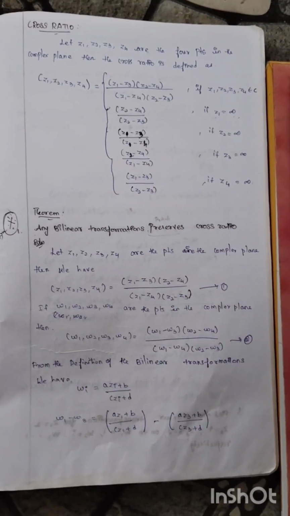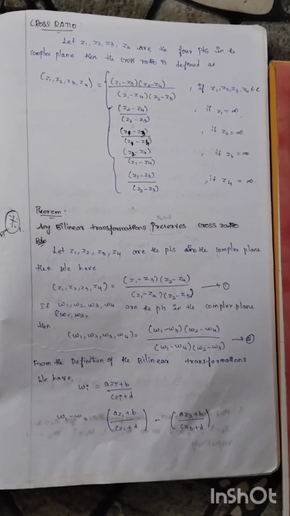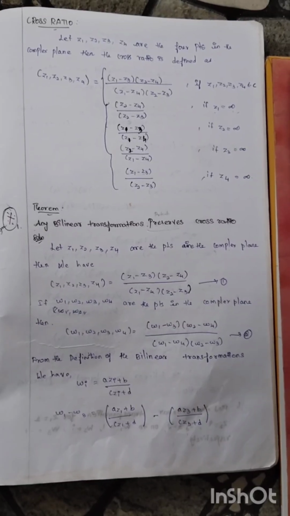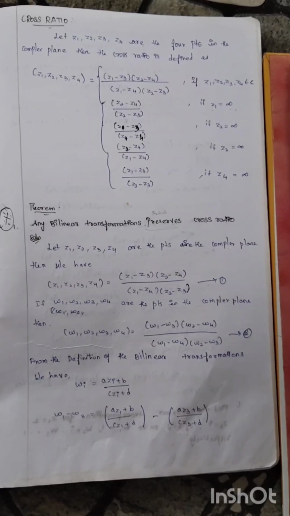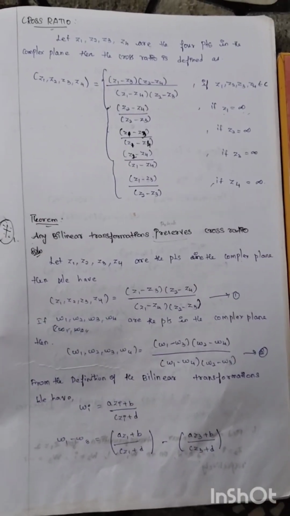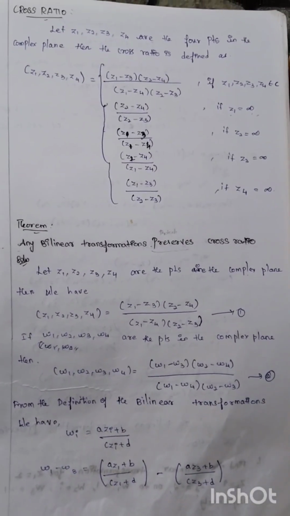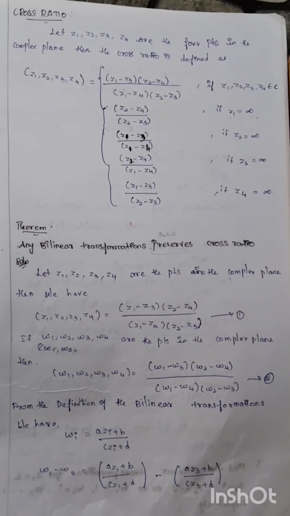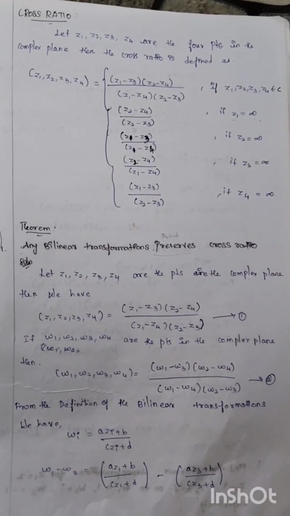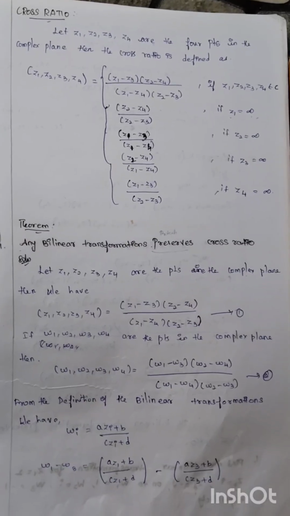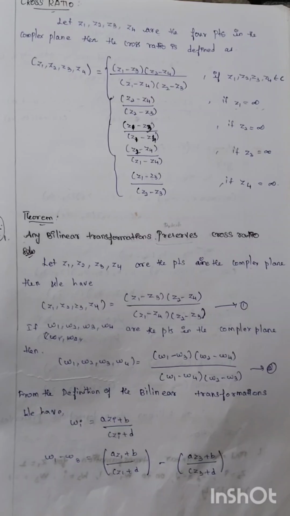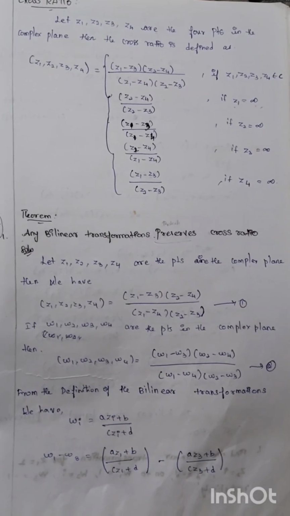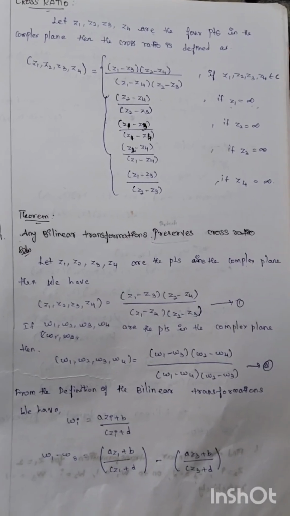Dear students, in this video, I am going to teach one theorem in complex analysis. The statement of the theorem is: any bilinear transformation preserves cross ratio. So we have to prove this theorem.